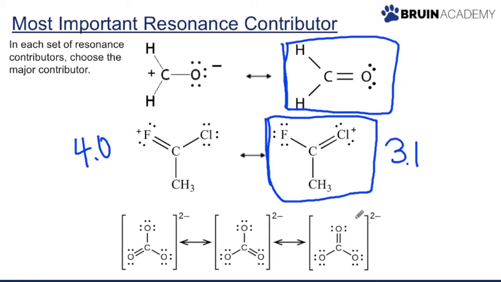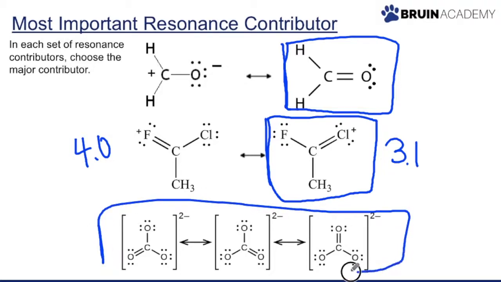And then let's look at this last molecule here. All of these have the same formal charges. They have the same amount of covalent bonds. The only thing that's really changing between them is where this double bond is located. And it looks like these are all basically kind of the same drawing. So these all equally contribute to the resonance hybrid overall.